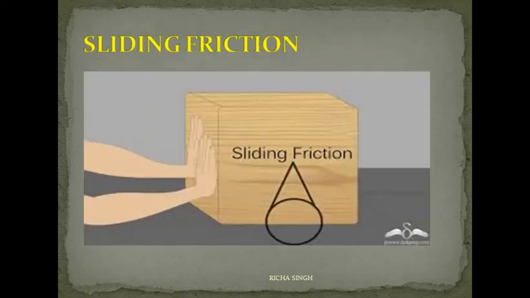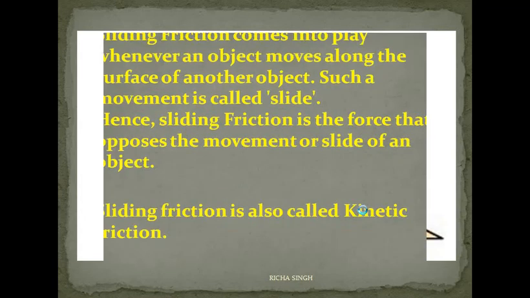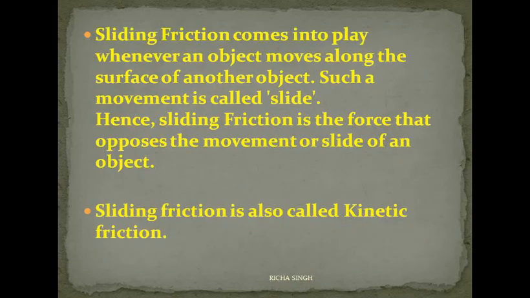Sliding friction is the force of friction between two surfaces which are in contact, where one of the surfaces is just sliding over the other. That friction is known as sliding friction. Here you can see the box. Force is being applied to move the box, to slide the box. This is sliding friction. Here also you can see the frictional force is acting in this direction and the book is moving in the downward direction. Okay.